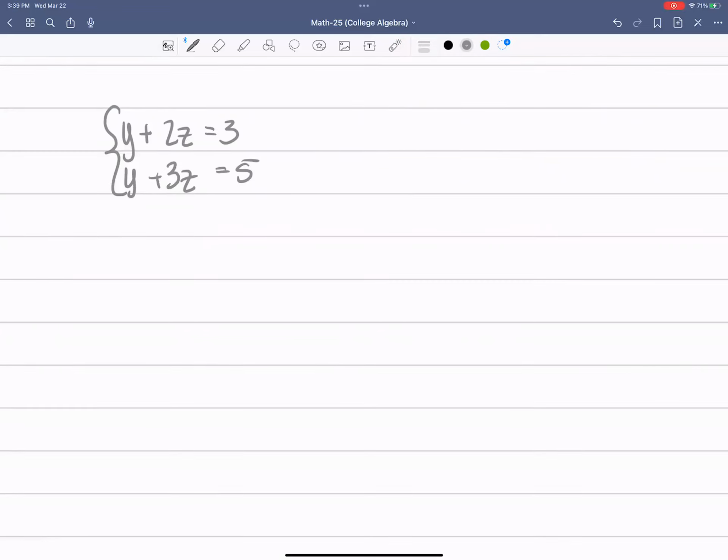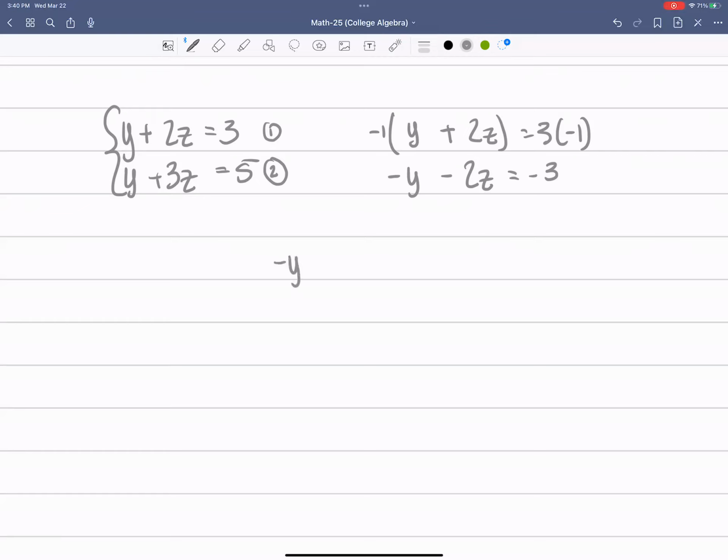We have a couple of different ways that we could solve these. I'm going to stick with elimination. Let's multiply equation 1 here by negative 1, so that when we add it, the y's are eliminated. So negative 1 times equation 1, y plus 2z is equal to 3, times negative 1. So we have negative y minus 2z is equal to negative 3. And we're going to add that to equation 2.